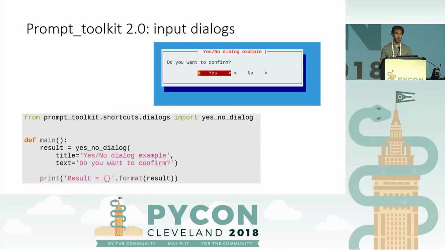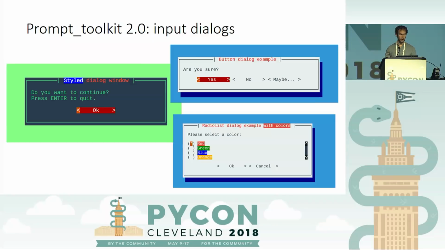We also have a couple of higher level API calls. For instance, if you want to ask the user for some confirmation, like a yes-no dialog, it's only one function you have to import and call, and you get a nice dialog like this in pure Python code in your application. And as you can see, everything is customizable. So if you want different colors or you want to put something else in the dialog, all of that is possible.